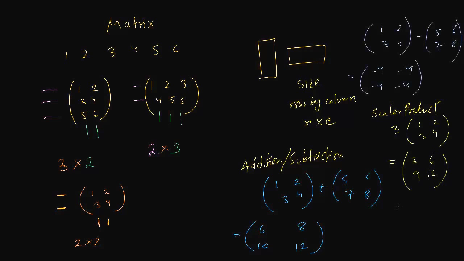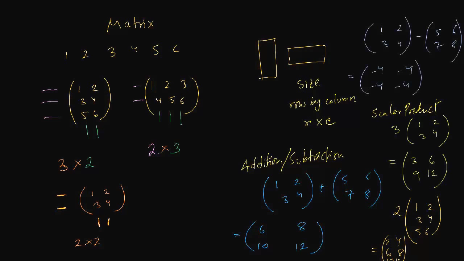If I want to multiply 2 with 1, 2, 3, 4, 5, 6, so this is a 3 by 2 matrix, 3 rows and 2 columns, then it would turn out to be 2 into 1 is 2, 2 into 2 is 4, 2 into 3 is 6, 2 times 4 is 8, 2 times 5 is 10, 2 times 6 is 12. So that is the scalar product.